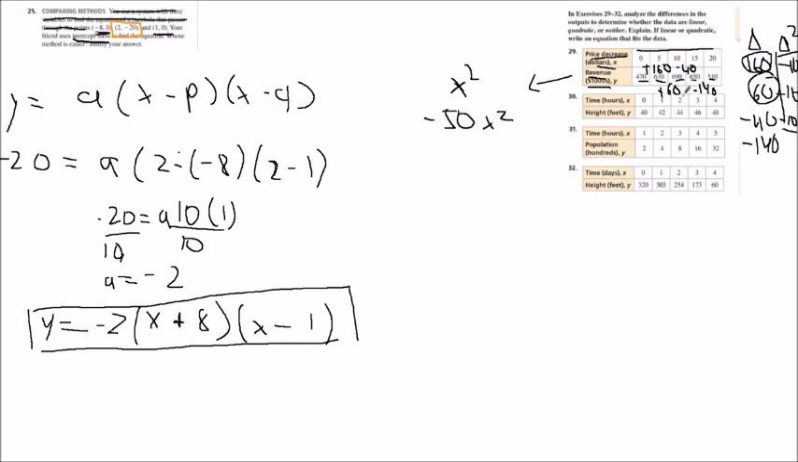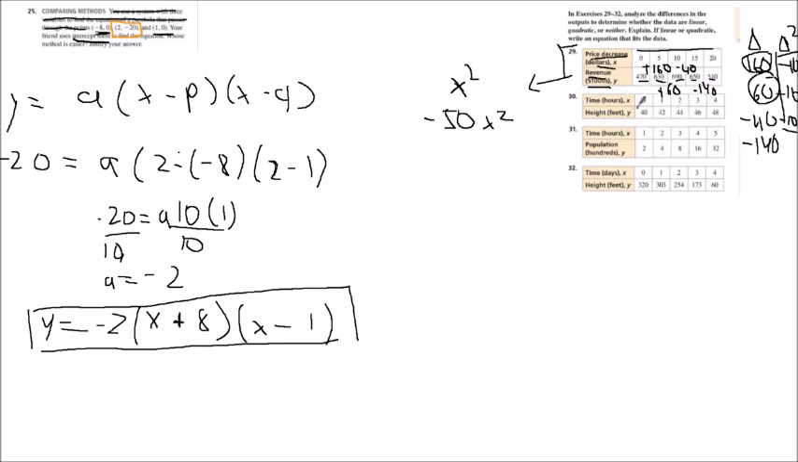You don't need to know that, but you do need to know that if you take the second difference out of a table, and if all the second differences are the same, so if it's constant, then you will get a quadratic equation.